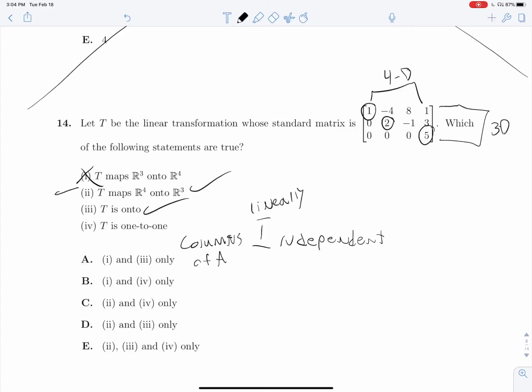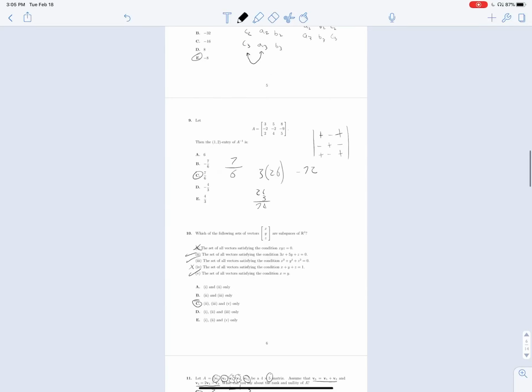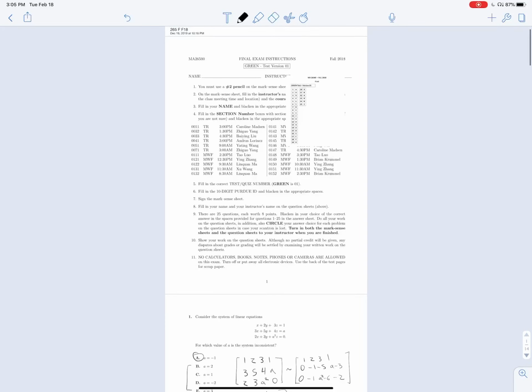And since we have 4 columns in 3D space, if we have 3 linearly independent columns in 3D space, we are going to span all of R3. There's nowhere to put a 4th column where it will not already be in the span of the first 3. And so it is not 1-to-1. So 2 and 3 are correct. So D is our correct answer for 14.